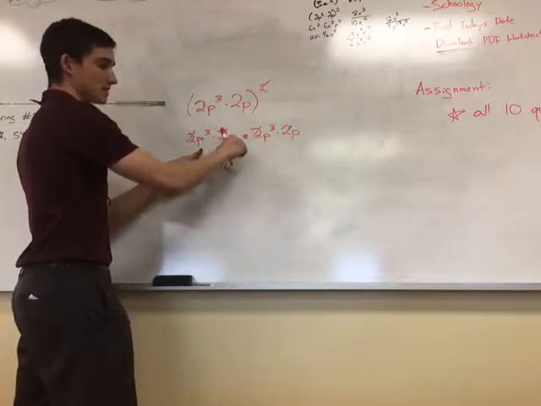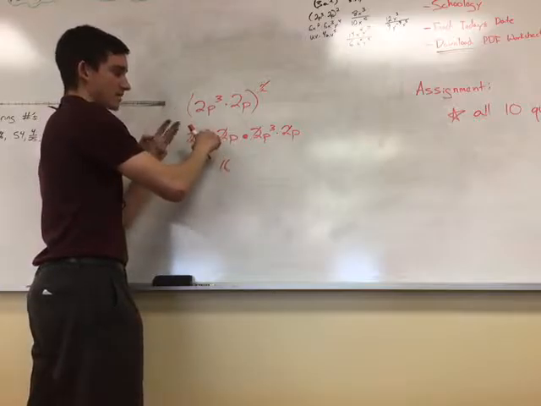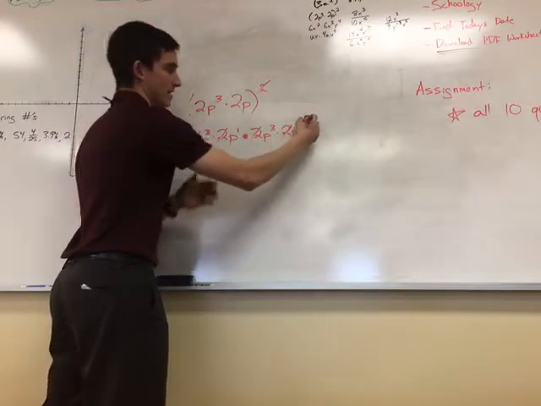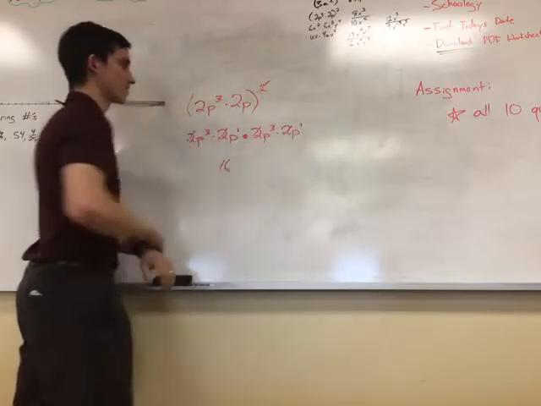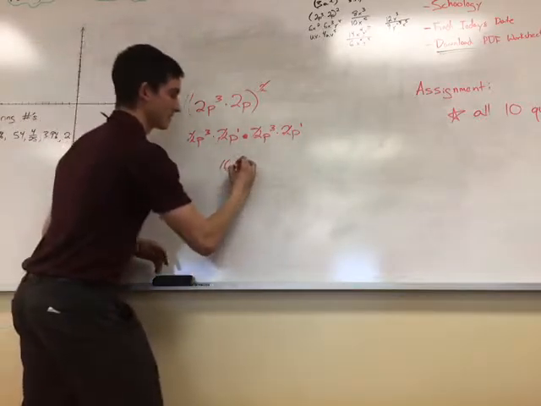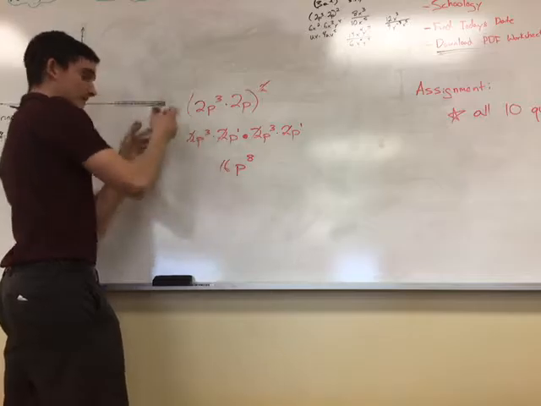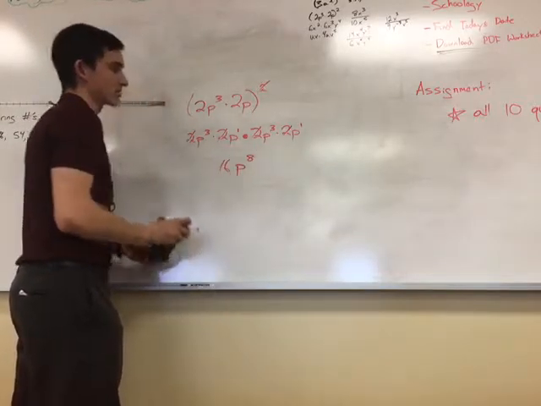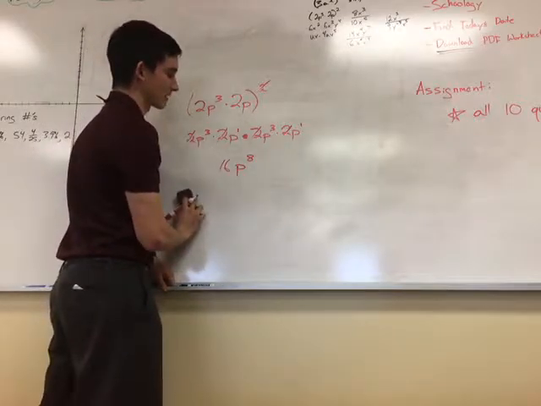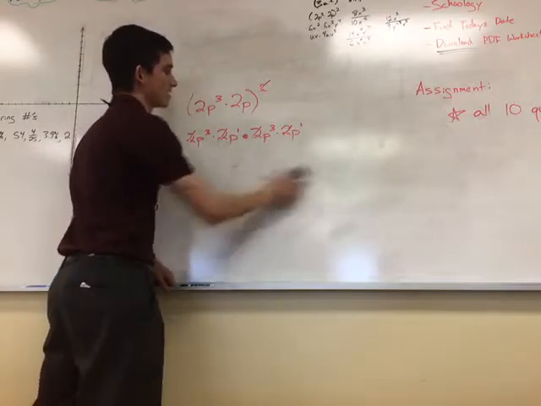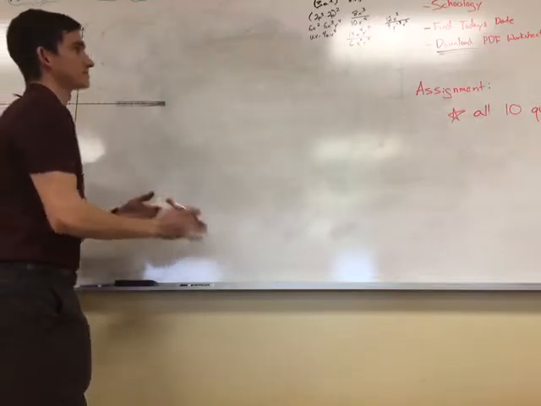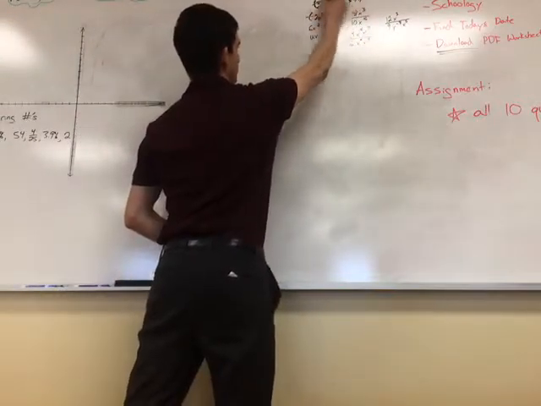P cubed times p. So this is 3 of them. 3, 4, 5, 6, 7, 8. Okay, that's another just regular p. All right, so I have p to the 8th. Or remember, like I said in the last example, you just add the exponents together when you're multiplying things with exponents. All right? So there's an example of how to multiply exponents. Let me cross these off as I go through them.